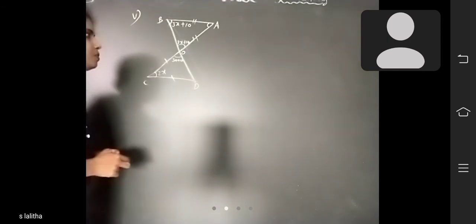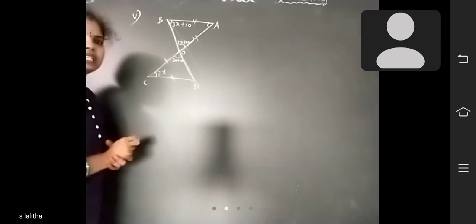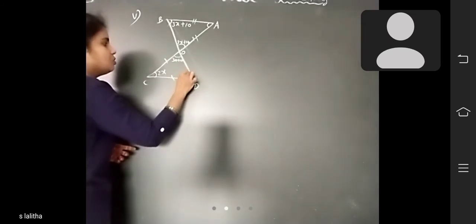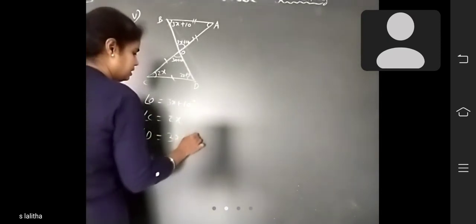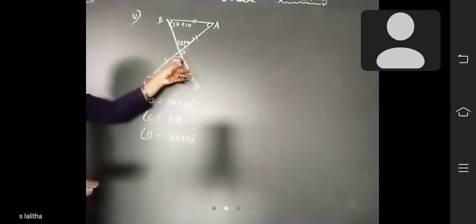Okay? Now here see, these two sides are equal, so this angle will also be equal. So here we get 3x plus 10. Okay, children? Now you have to find the value of x. How to find? So here angle O equal to 3x plus 10 degrees, angle C equal to 2x, angle D equal to 3x plus 10 degrees. We know all three angles here.